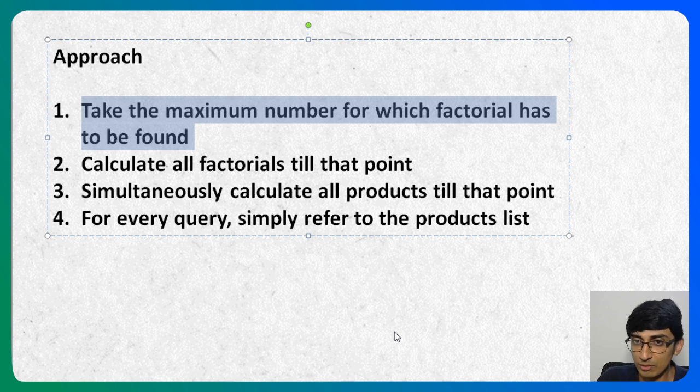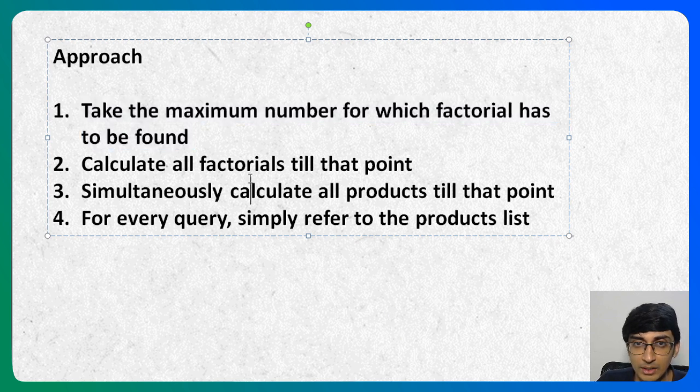So calculate all of the factorials till that particular point. Then calculate all the products till that point. So once you calculate a factorial till a particular point, the product calculation is very easy as well. And then for every query, simply refer to the products list. That's what we're going to do.